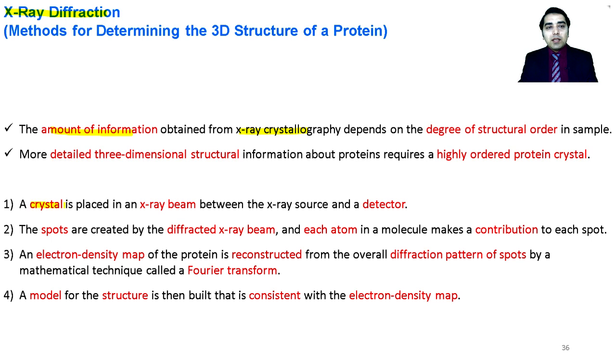In this technique, a crystal is placed between the beam of X-ray and a detector. The spots are created by the diffraction of the X-ray beam from each atom of the crystal of a protein. An electron density map is constructed from the diffraction pattern of the spots. Then a model of the structure is obtained from this electron density map.